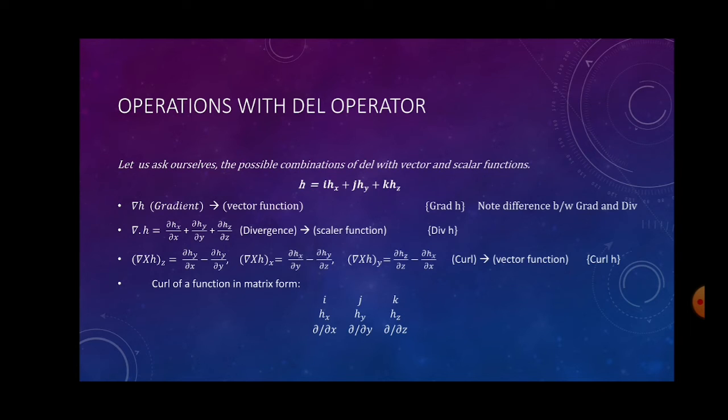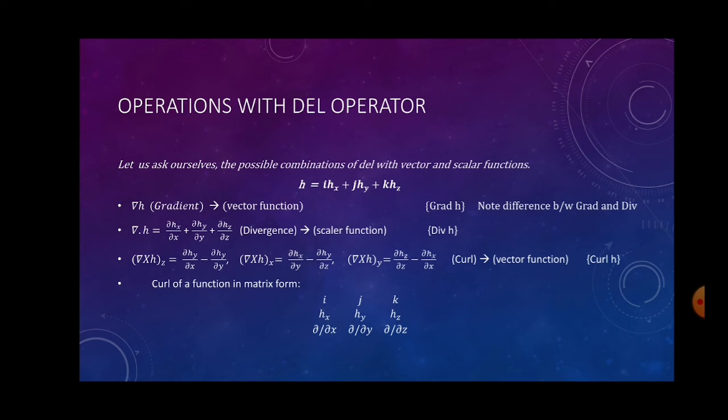Here the vector function is h equals i hx plus j hy plus k hz, where i, j, k are unit vectors along x, y and z axis. hx is the function along the x-axis, hy is a function along the y-axis, and hz is a function along the z-axis. So the divergence operates over a vector function and we obtain a scalar function as a result.